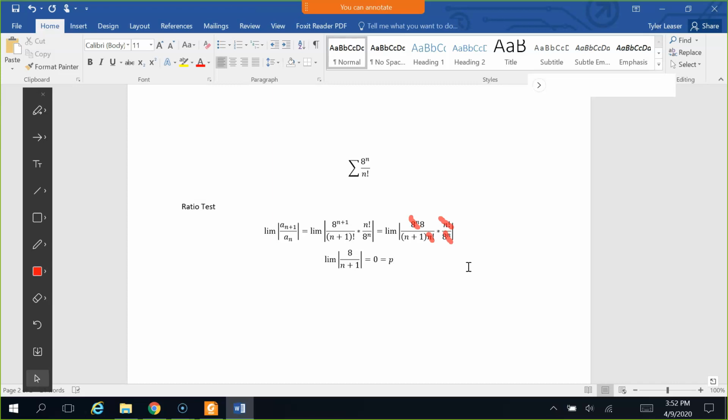With the ratio test, there were 3 different outcomes. The first outcome is that if p is less than 1, your series converges absolutely, which is what we have here. So because my p-value ended up being less than 1, this series, 8 to the n over n factorial, converges absolutely. If this p-value came out to be greater than 1, then this would diverge, and if it came out to be equal to 1, then the test would just be inconclusive and you'd have to try something different.